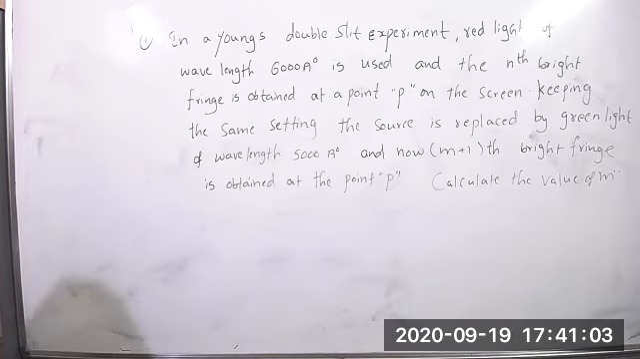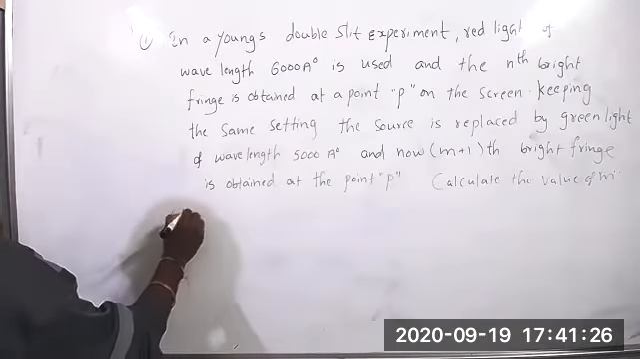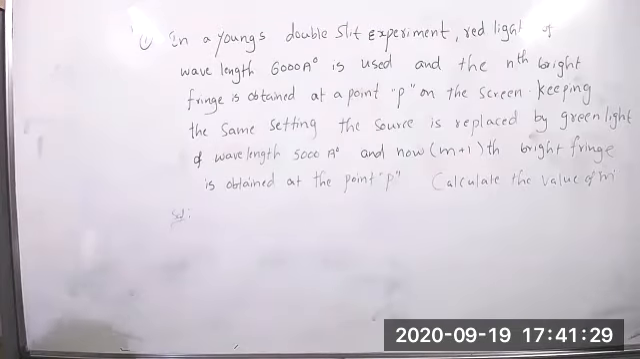How to calculate? What do we have to do? The first step. Both are bright fringes only. First is m and second one is m plus 1. So let's see the solution. What is the distance of the mth bright fringe from the central bright fringe that we have to write?